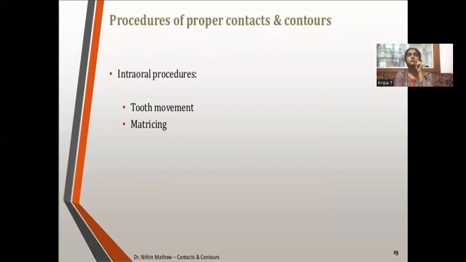So that was about the features of contact, contour, embrasure, and marginal ridge. Now we have a clear-cut idea regarding the importance of all these, and what will happen if there is an improper contact, contour, embrasure, or an incompatible marginal ridge. Now we move on to the procedures which help in achieving this proper contact and contour.